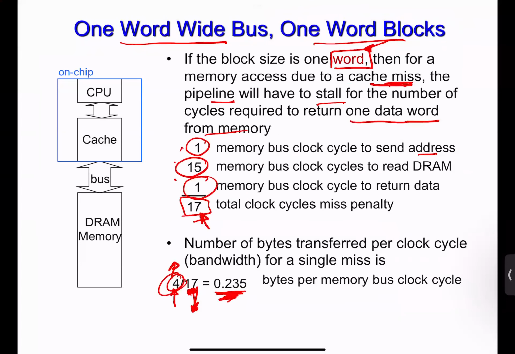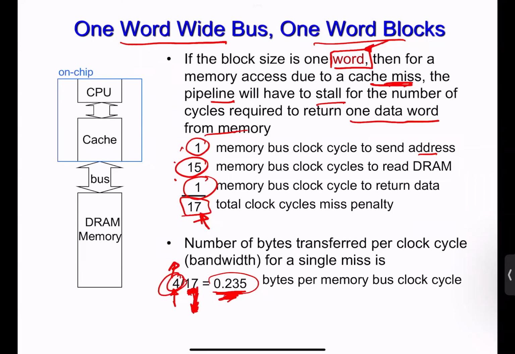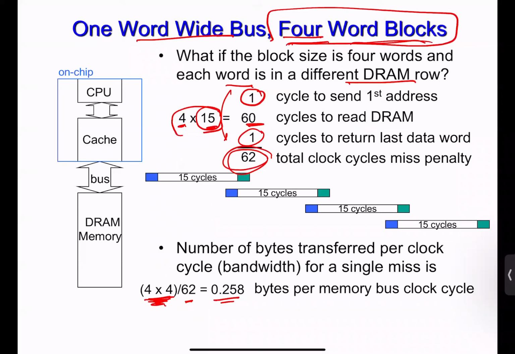Oh, I think I mentioned something wrong here. In order to get a higher number, of course, this will be less correct. So here, how to calculate the bandwidth? Bandwidth, again, it is 4 words. So 4 multiplied by 4, but using 62 clock cycles. So 16 divided by that is 0.258 as opposed to 0.235 here. So of course the bandwidth is less here.